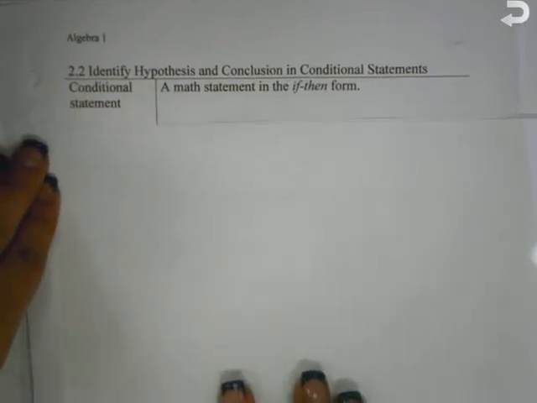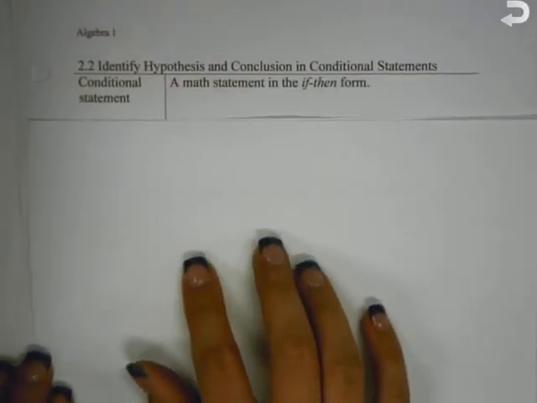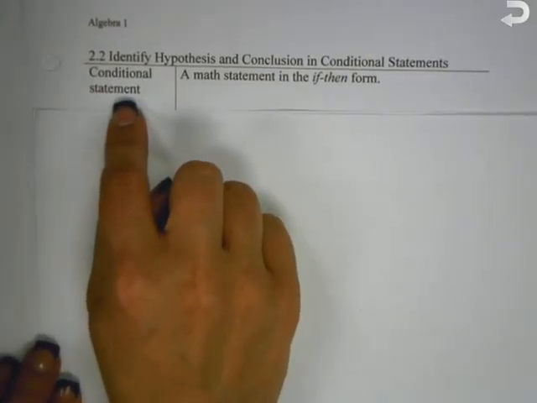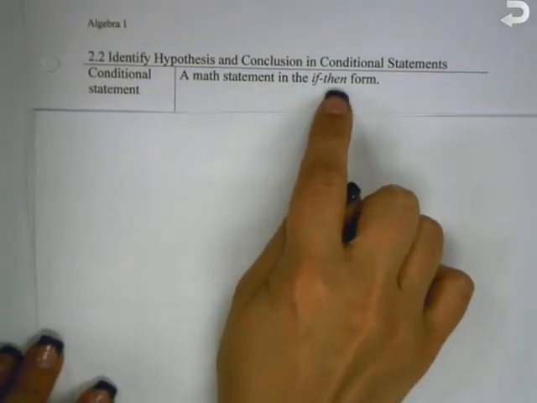Okay, so first thing we have to do is define a couple terms. First of all, a conditional statement. What is a conditional statement? A conditional statement is a math statement in the if-then form. So we're going to get a statement that says if this, then this. That's called a conditional statement.